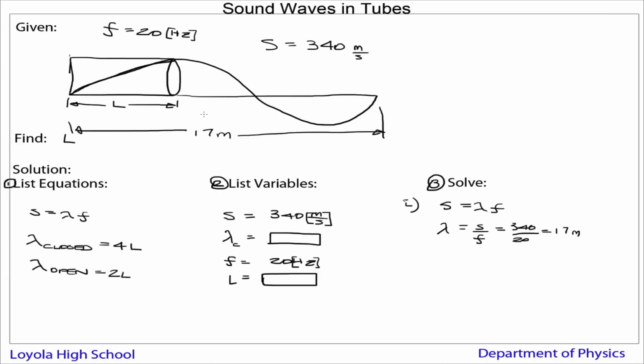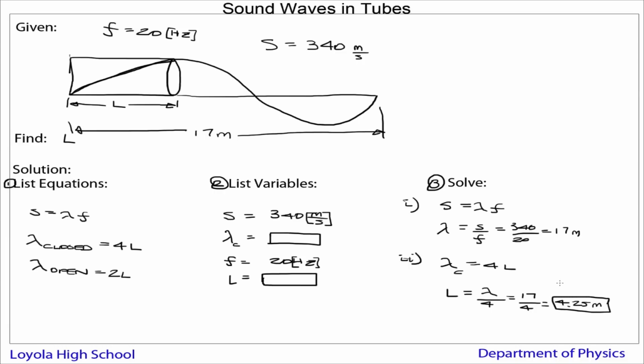So you can see in the diagram and the equation that the wavelength is equal to closed 4L. Therefore, L is equal to wavelength divided by 4. So that's the 17 and 1/4 of it, which is 4.25 meters. That's your answer.